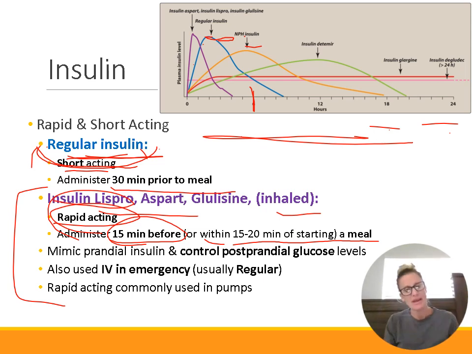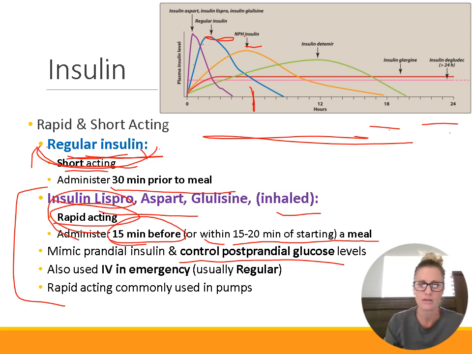The big benefit in this rapid acting instead of regular is just convenience. It's more convenient, more flexible with the timing, but it is more expensive as well. The rapid acting is great, again, at controlling postprandial glucose levels.